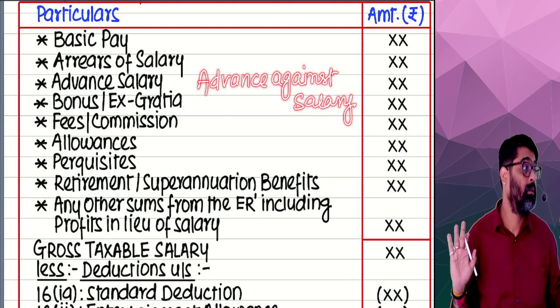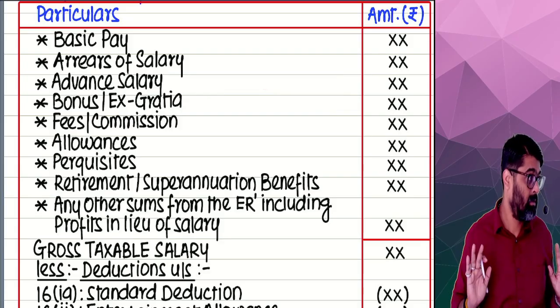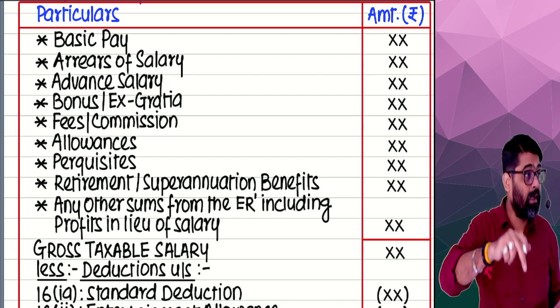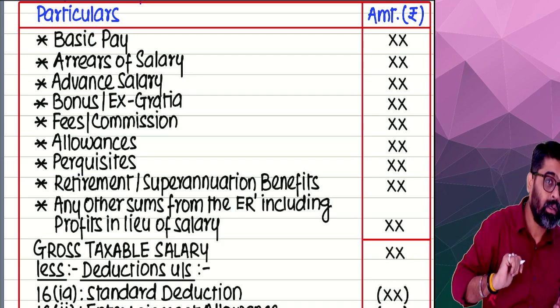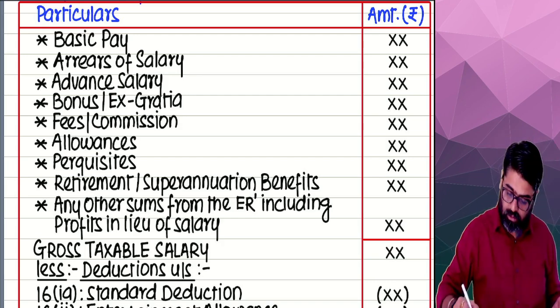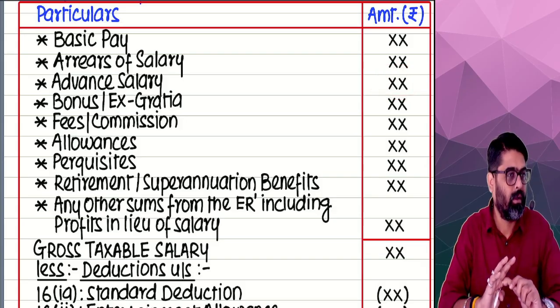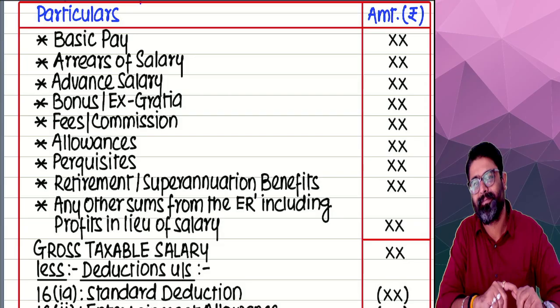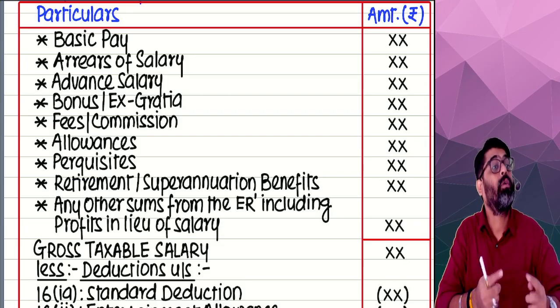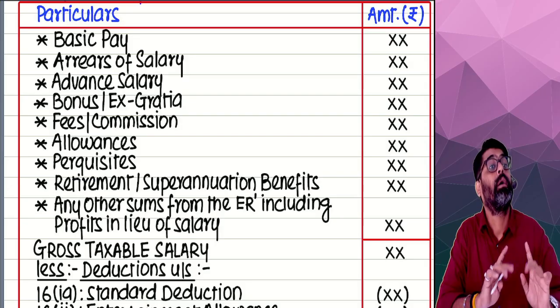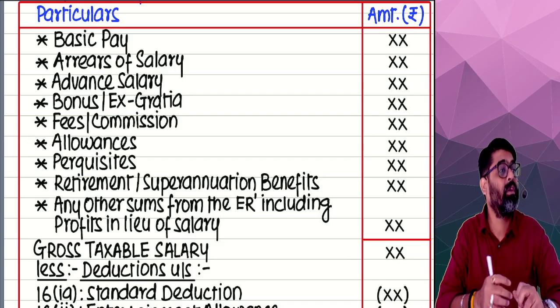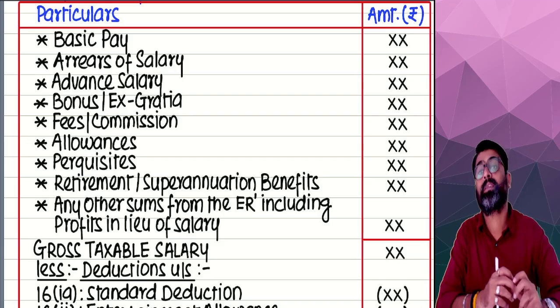I had said advance salary is taxable. So what you did, you took the advance against salary which was given in the question and you charged that amount also as your salary. Answer wrong. What did I say? What will be taxable? Advance salary will be taxable. The question is not giving you advance salary. The question is giving you advance against salary.